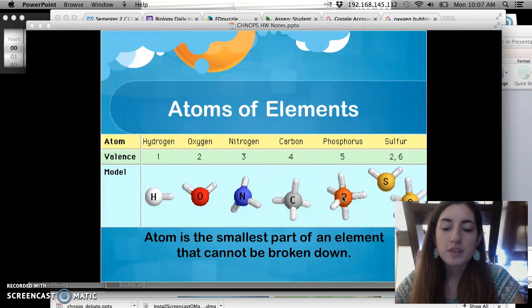Here are atoms of the different elements. If you'll notice, an atom of hydrogen looks different from an atom of oxygen, which is different from an atom of nitrogen. An atom is the smallest part of an element that cannot be broken down.